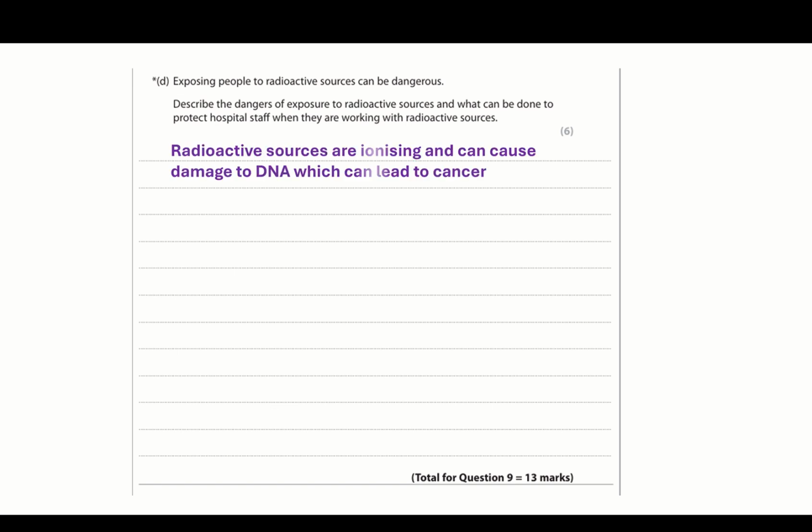And then the last one is exposing people to radioactive sources can be dangerous. Describe the dangers and what can be done to protect hospital staff. So the first part is, I'm trying to teach you every time, the dangers are radiation is ionising. It can damage DNA. This can lead to cancer. And then, what are all the ways we can protect ourselves? Try to think of myself when I demoed the sources to you. What did I do to keep myself safe? There's 2 marks in that alone.